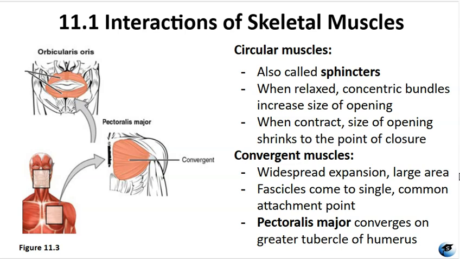In contrast, convergent muscles have a broad area of origin and taper as their fascicles converge toward a single common attachment point. An example of a convergent muscle is shown here in figure 11.3. This is the pectoralis major, which extends across a wide region of the chest, but then converges onto the greater tubercle of the humerus.